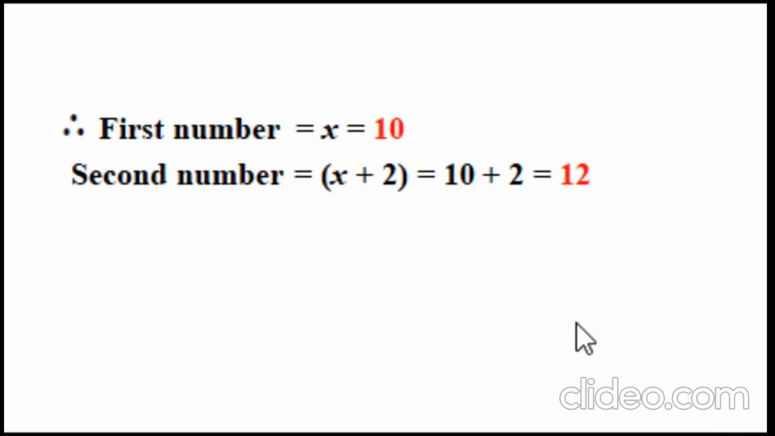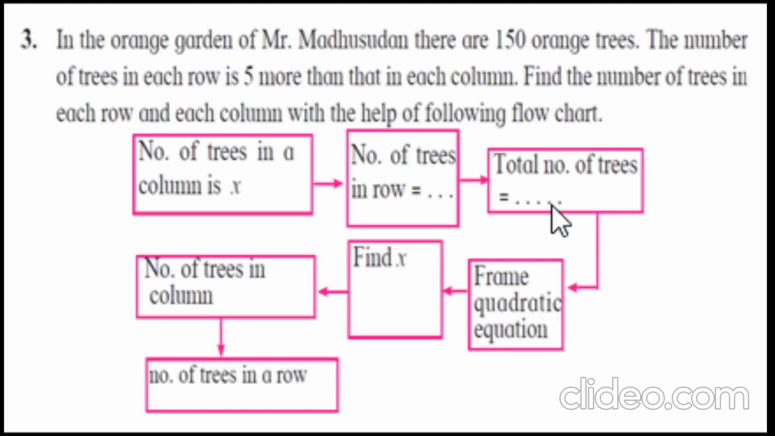Therefore, the first number is x is equal to 10, and the second number is x plus 2 is equal to 10 plus 2 is equal to 12. So we found these two even natural numbers. Question number 3.